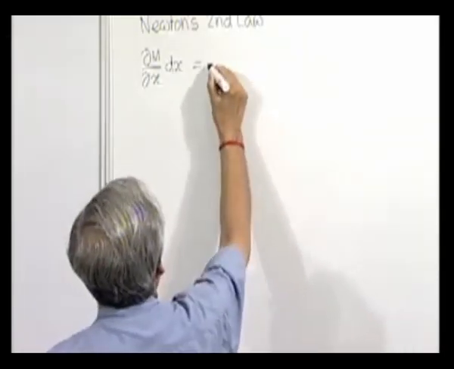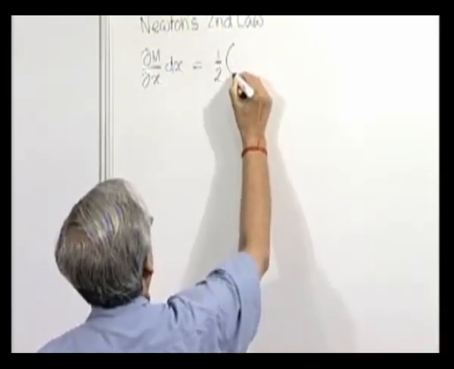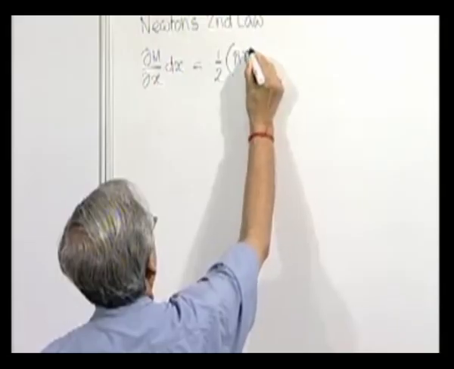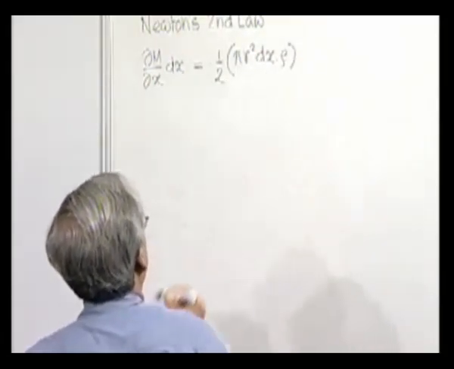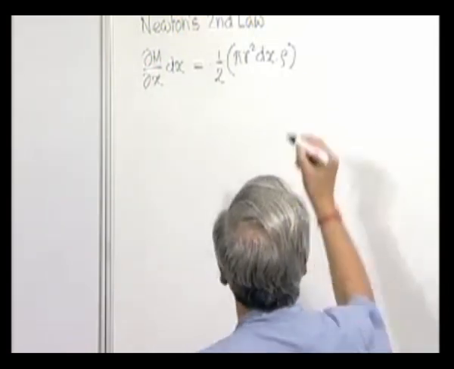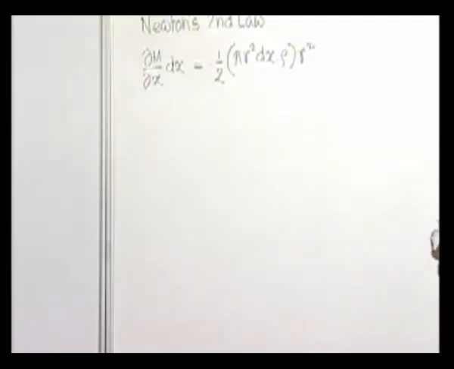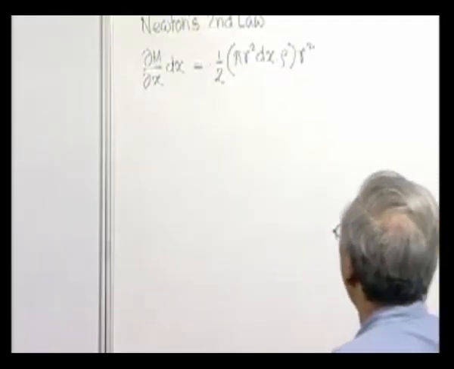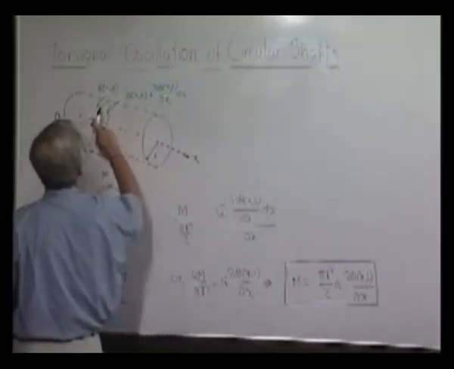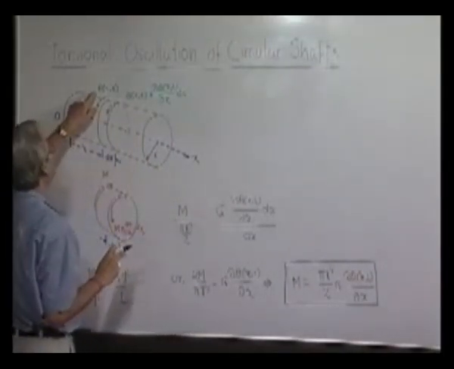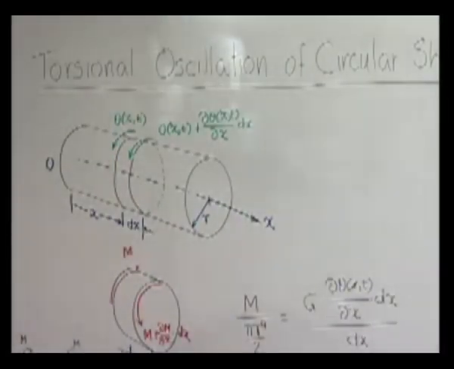Moment of inertia will be how much? For this we know it will be half the mass of this element times r square, where the mass is the volume of the element into rho. This is the polar moment of inertia of the element, into the angular acceleration. Now what will be the angular acceleration? The amount of rotation is given by theta, so del theta by del t will be the velocity, and del 2 theta by del t2 will be the angular acceleration.